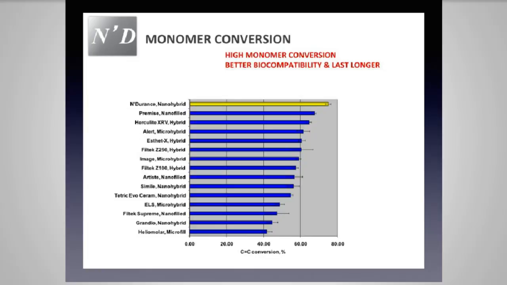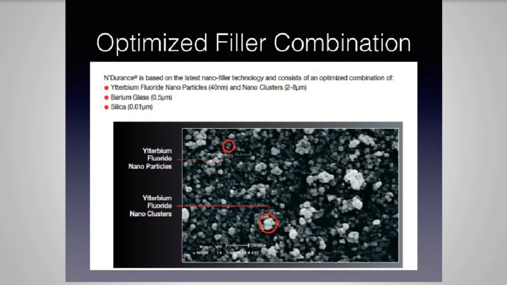And its filler is very unique as well. It has this combination of fillers. We talked earlier about how the fillers are an important part of the composite. Well, here we see that the filler combination is such that it enhances the wear, the color, the polish, and other properties that we look for in our restorative materials.